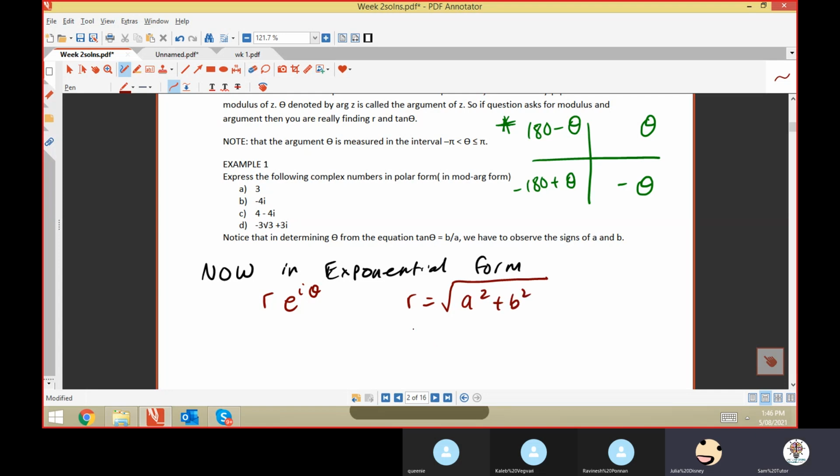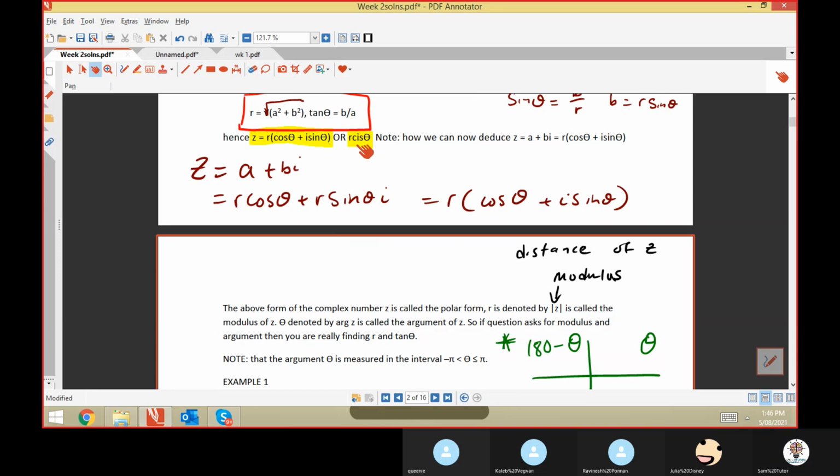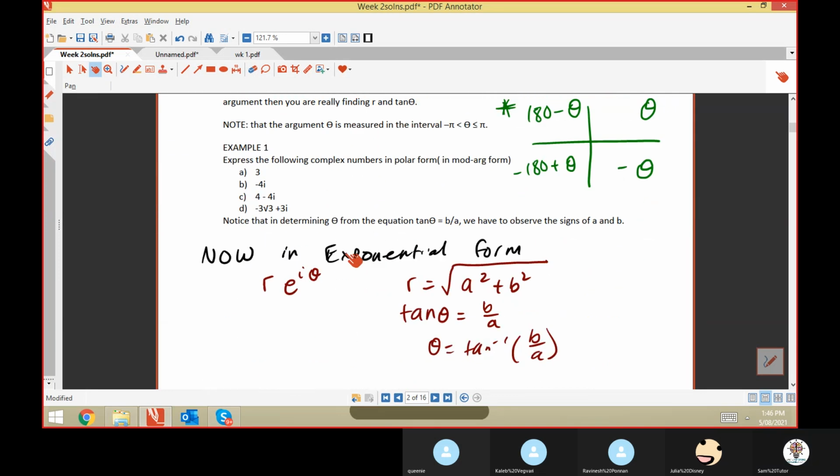Beautiful. And what's the second one you think? Theta equals tan, sorry, tan theta equals B over A, and then theta equals inverse tan B on A, right? So the only difference between mod arg form and exponential form is that exponentials have e's, while mod arg has cis. So this is a bit different. But R and theta are still the same. All good?